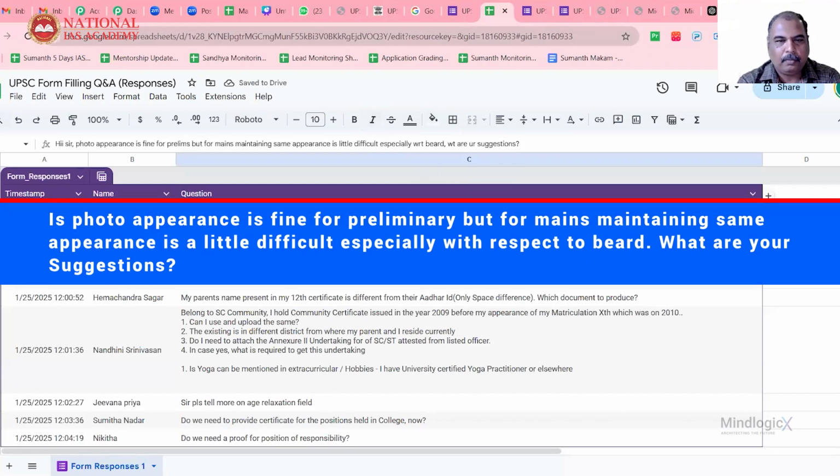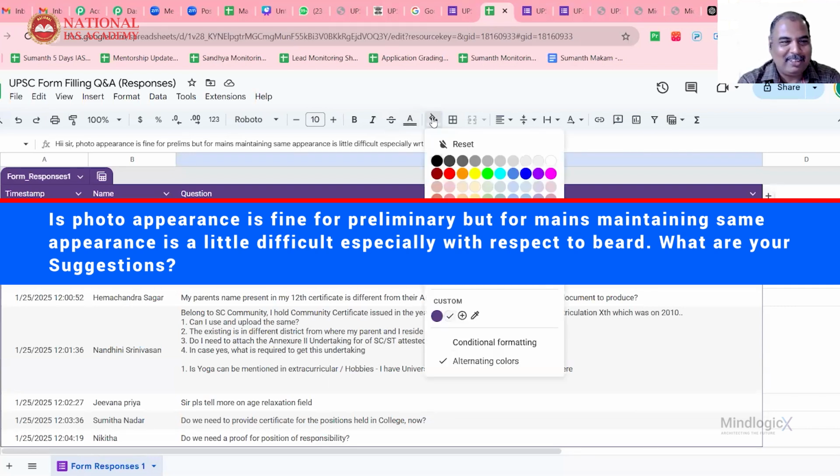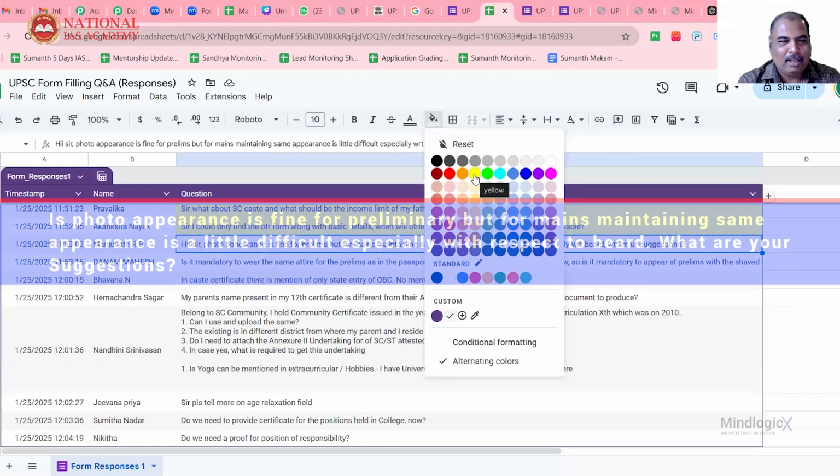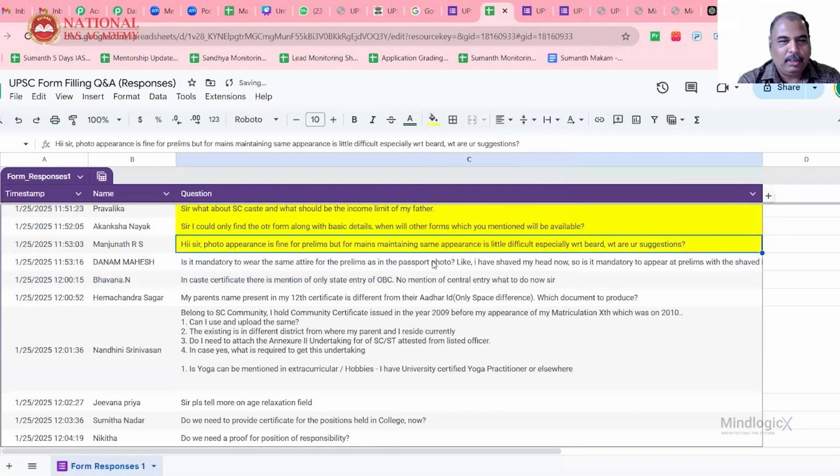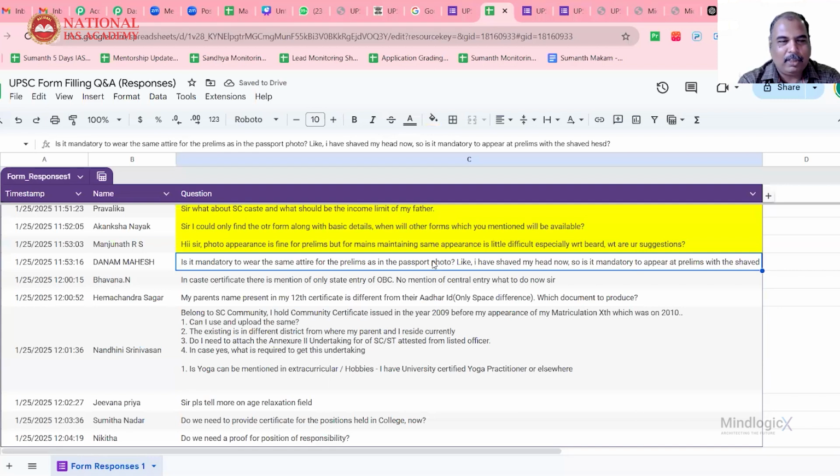Manjunath sir is asking, photo appearance is fine for prelims, but for mains, maintaining the same appearance is a little difficult, especially with respect to beard. What are your suggestions? Oh, why so, Manjunath? You can shave it off and go, right? It's so simple. Please maintain the look whichever is more comfortable for you. You can have a beard till the day of the exam. After that, shave it off and go.